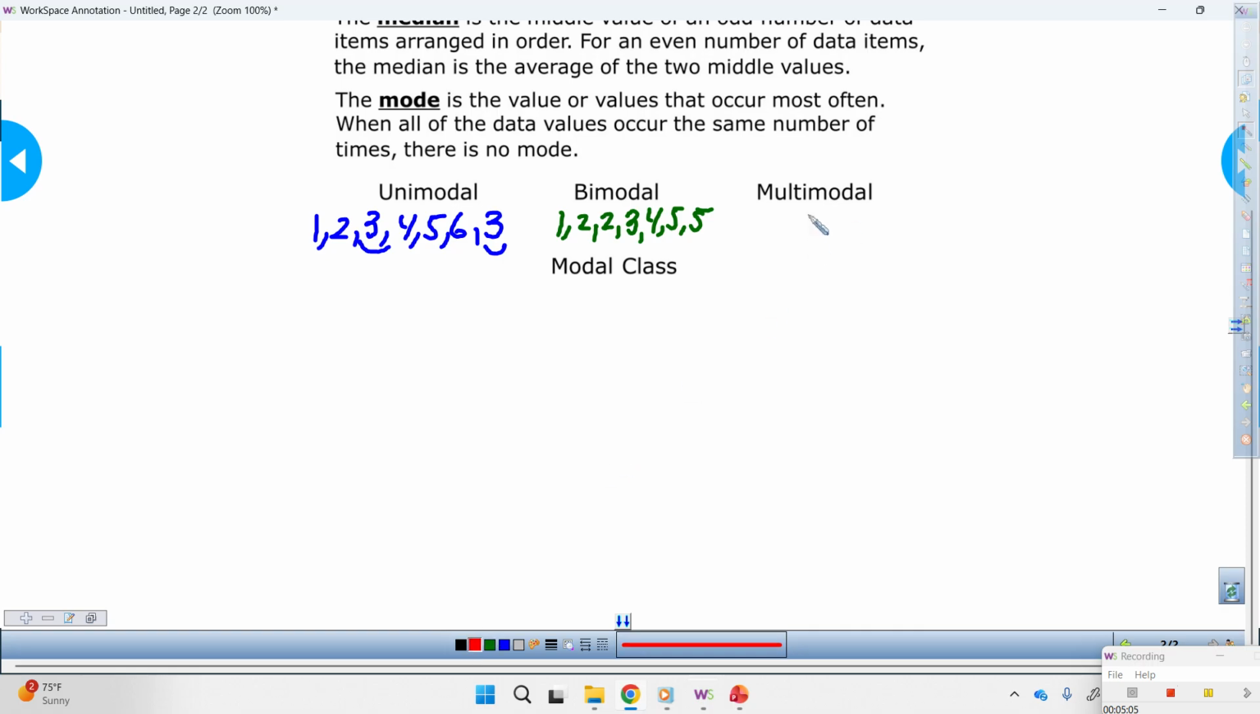Go to the next one, multimodal. 1, 1, 2, 2, 3, 4, 4. More than 2 modes is multimodal. That is correct.